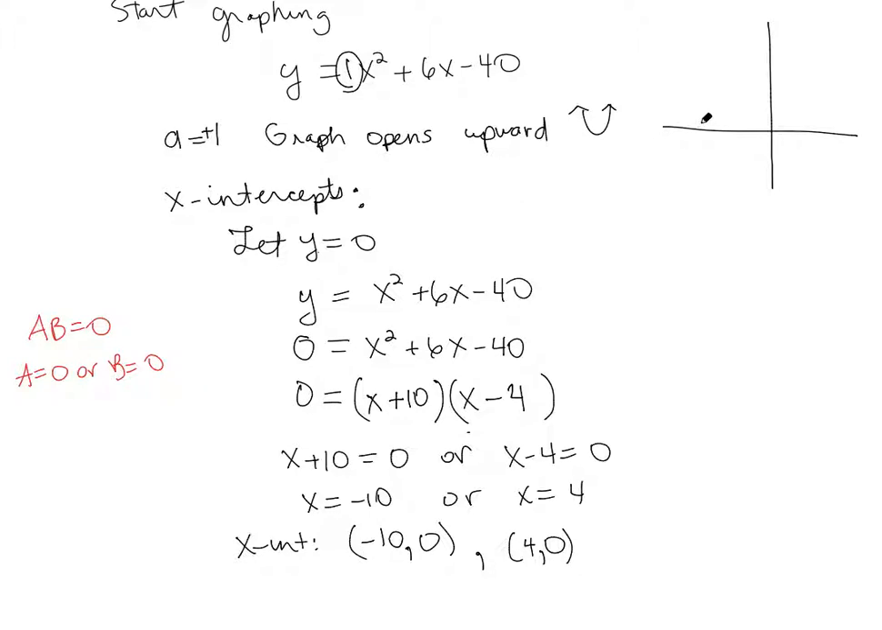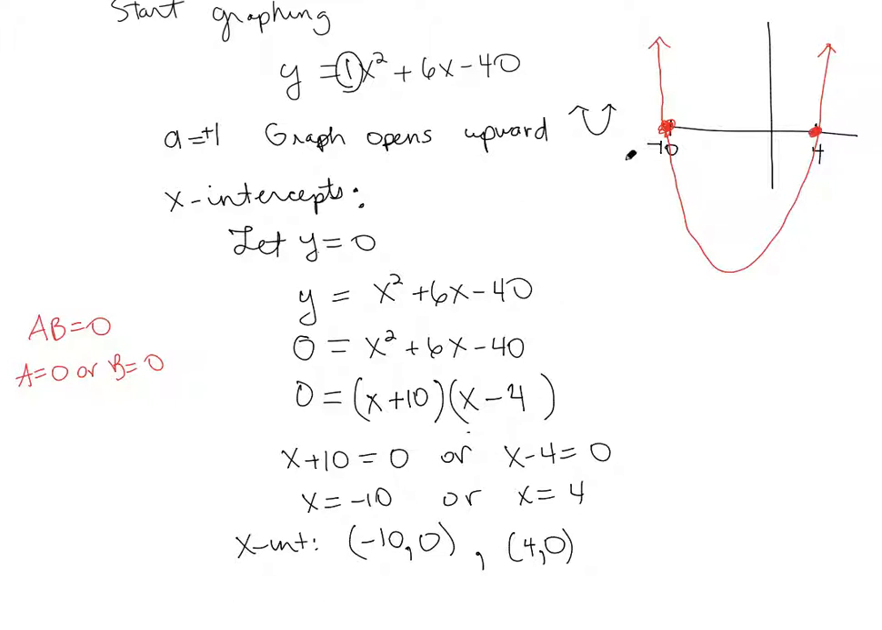So these are the x-intercepts, and this is what we're going to do. We're going to plot these points. This point, negative 10, 0, is going to be somewhere over here, and this is just a very rough graph. The point 4, 0 is going to be somewhere over here. Our graph is going to pass through those points, and it's going to open upward. So very roughly, our graph is going to look something like this. It passes through 4, 0 and negative 10, 0. So imagine that I drew this a little bit better.